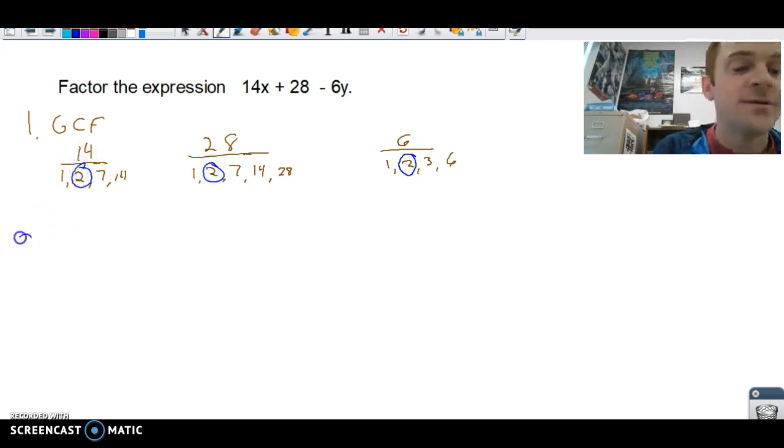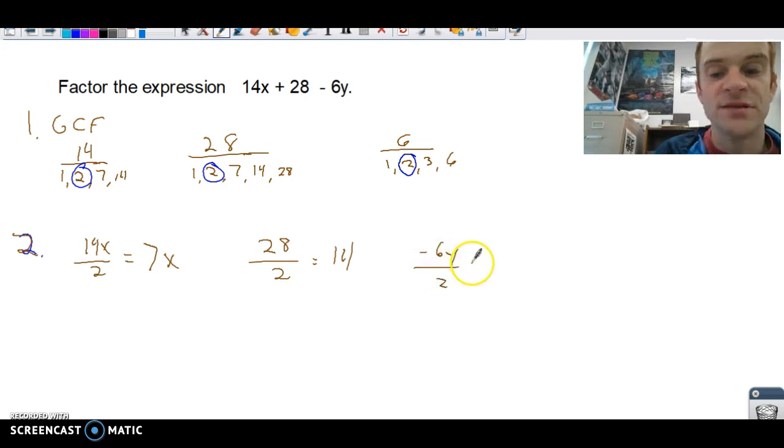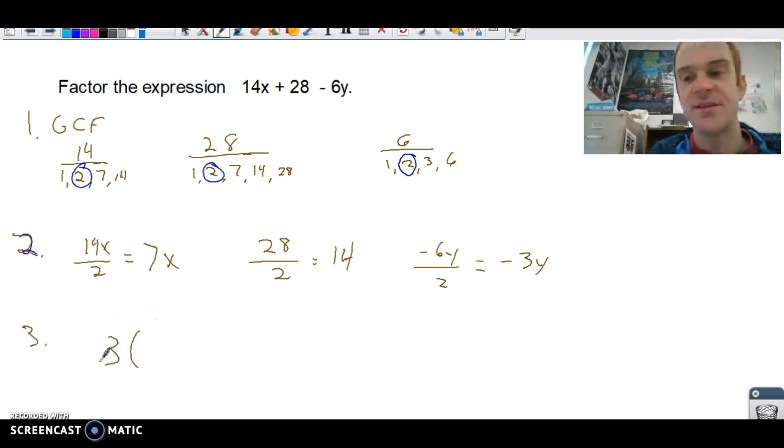2. So step 2 then is I'm going to go ahead and divide each term by my greatest common factor. So 14x divided by 2 is 7x. 28 divided by 2 is 14. And negative 6y divided by 2 is negative 3y.